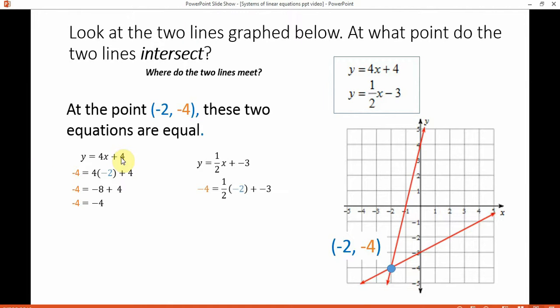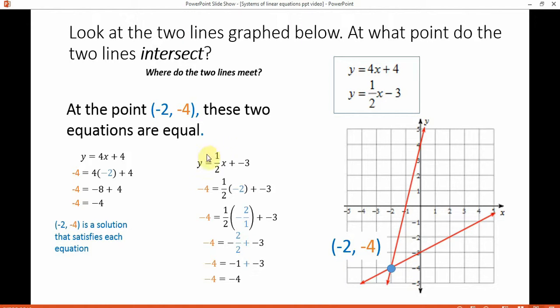It's also going to work for our second equation, and we can see that this is definitely going to equal -4 on both sides as well. -2, -4 is a solution that satisfies each of these equations. This is where the lines cross. This is the solution that satisfies each equation. We're going to hear some more names for that point where these two equations intersect.